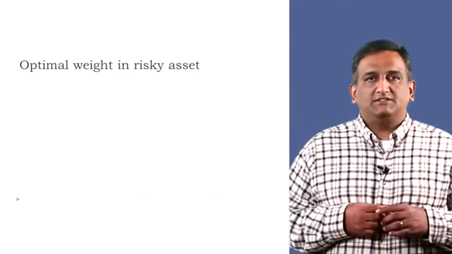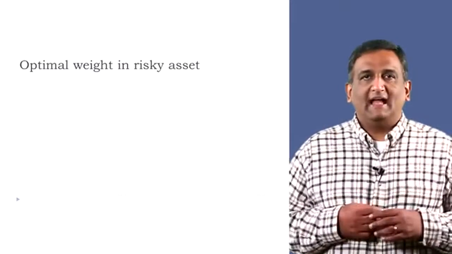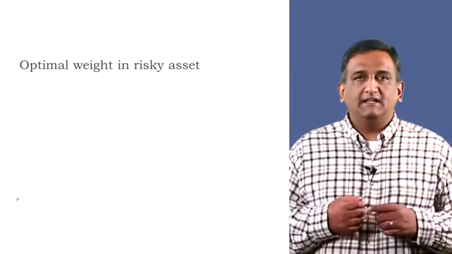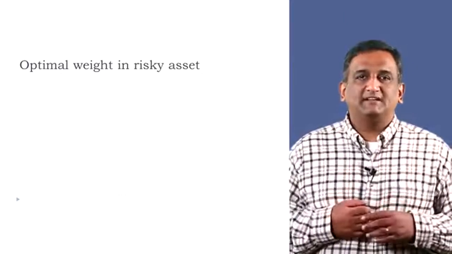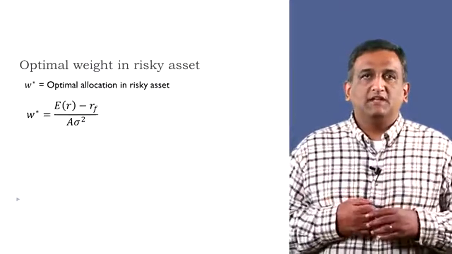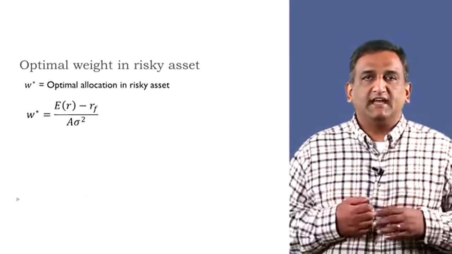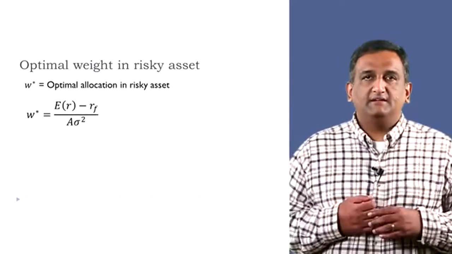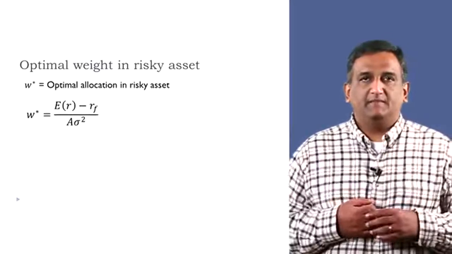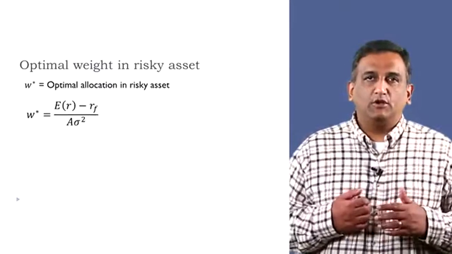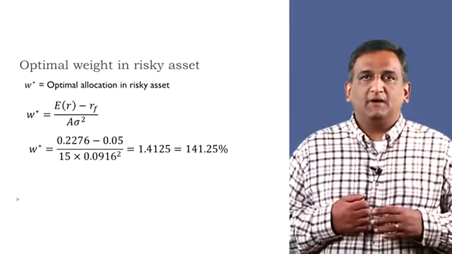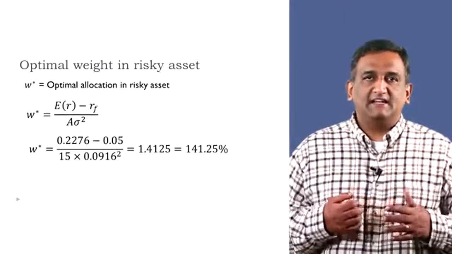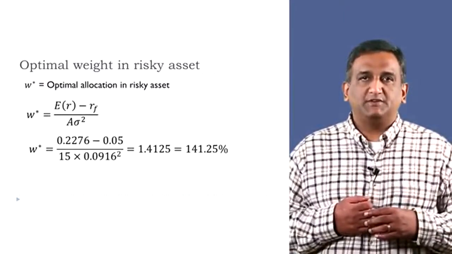The optimal allocation between the MVE portfolio and risk-free asset depends on your coefficient of risk aversion. Earlier, we had solved for the optimal weight in a risky asset as W star equals expected return on the risky asset minus the risk-free rate of return over capital A times sigma squared in the denominator. Here, the MVE portfolio is the risky asset. Remember that its expected return is 22.76% and its standard deviation is 9.16%.